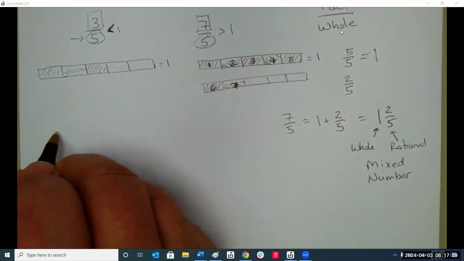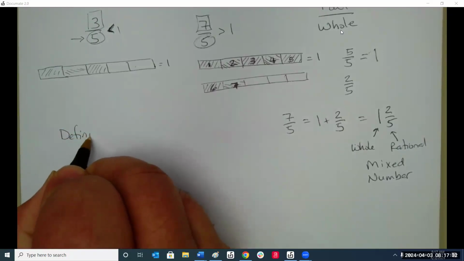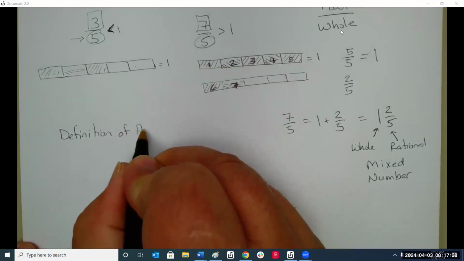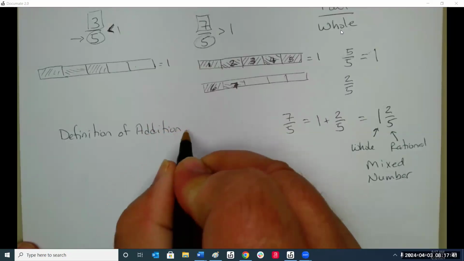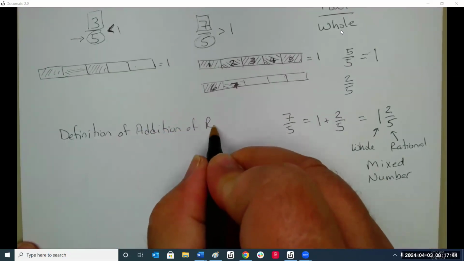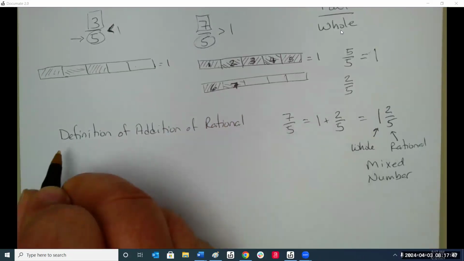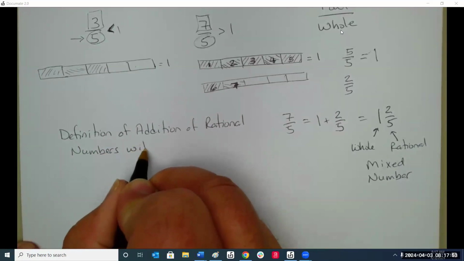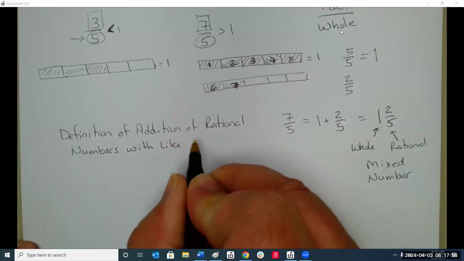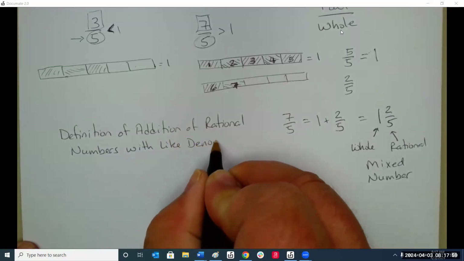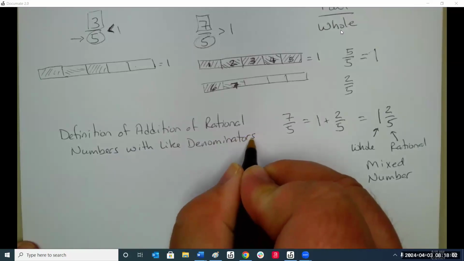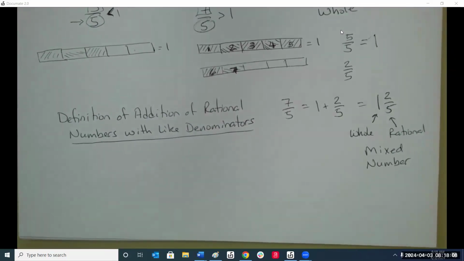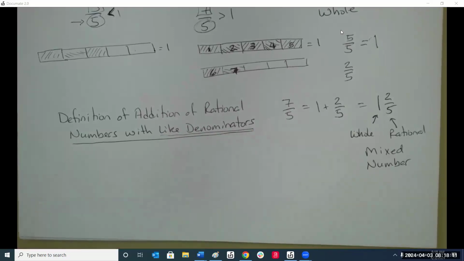All right, so now we can go to a definition of the addition of rational numbers with like denominators. With like denominators, I mean, the bottom numbers have to be the same.